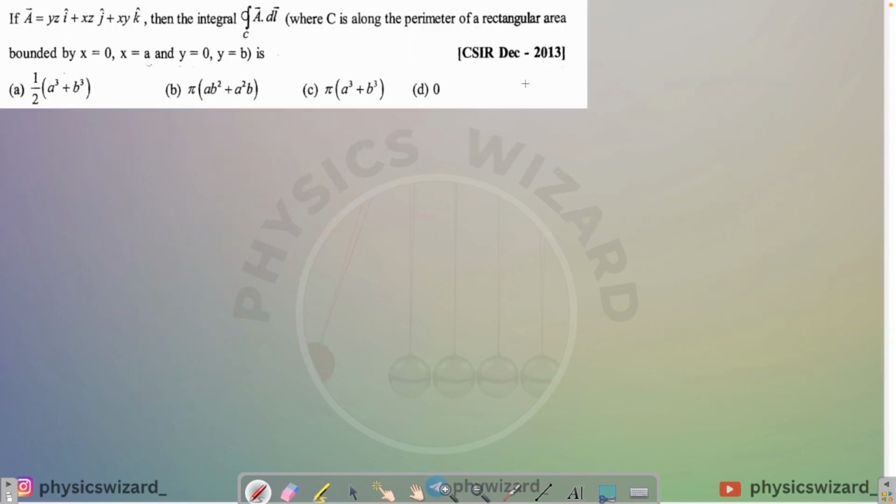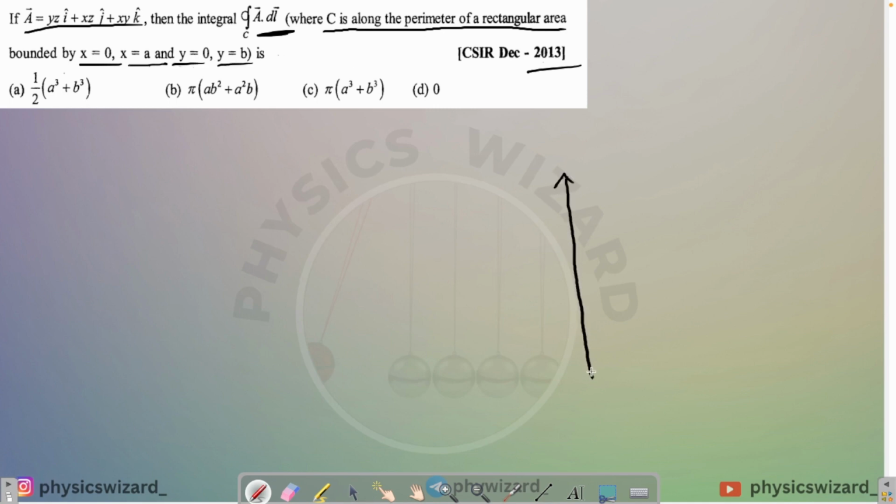This is our last question, December 2013. This is the same equation given to us and asking for the same thing, but this time the path is changed. C is along the perimeter of the rectangular area x equal to 0 to x equal to a and y equal to 0 to y equal to b.